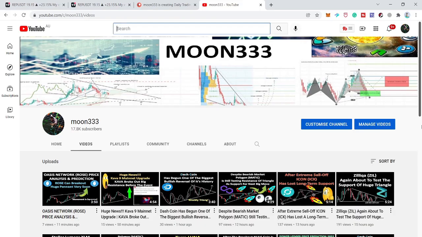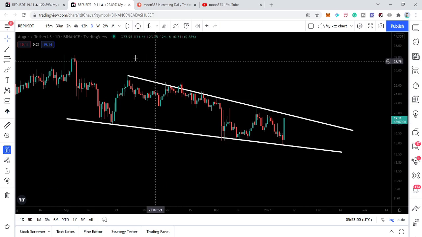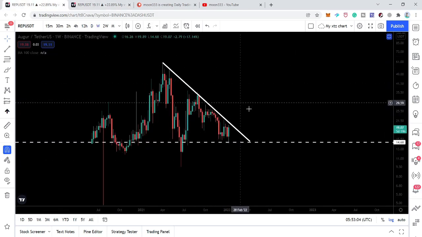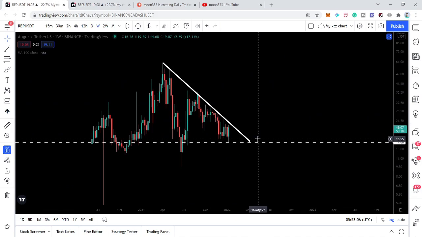Hope you're well and welcome to the new update on Augur. The price line of Augur has reached the resistance of a falling wedge pattern on the daily time frame and is very close to the resistance of a descending triangle on this weekly time frame. And in today's video, we will analyze whether we are going to break out of these resistance levels or go back down to test the support of this triangle.